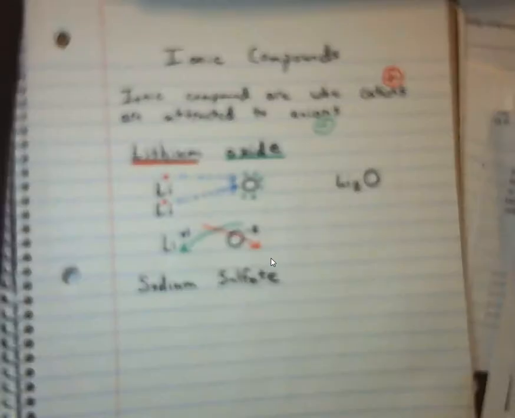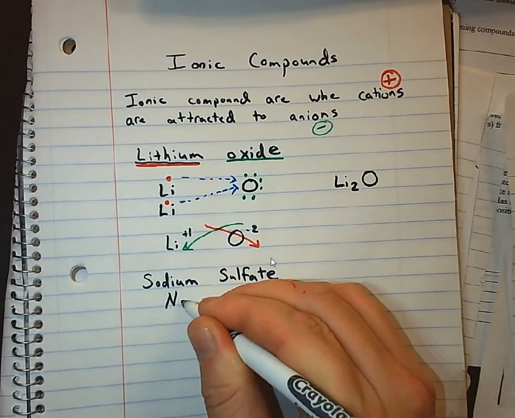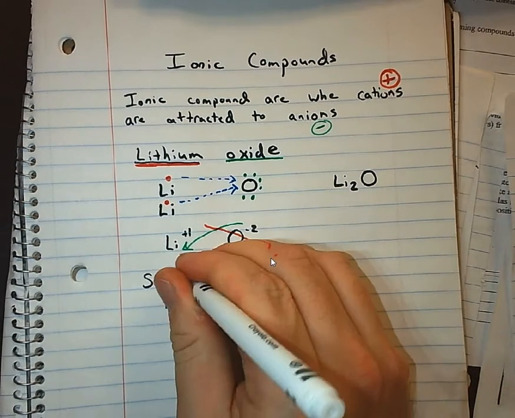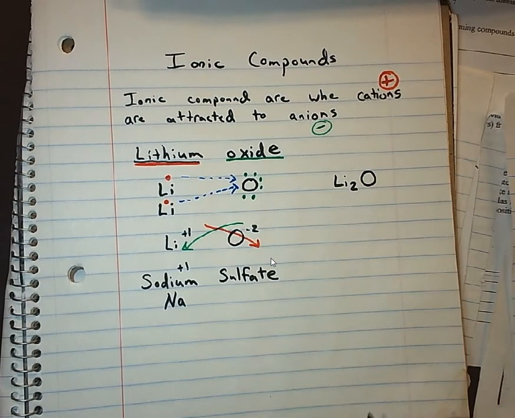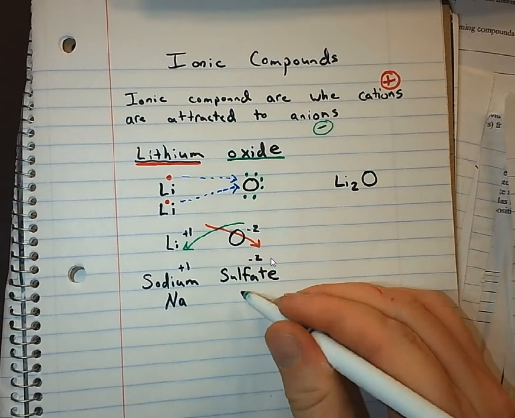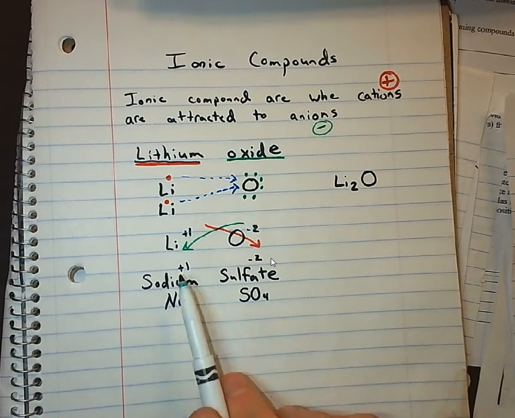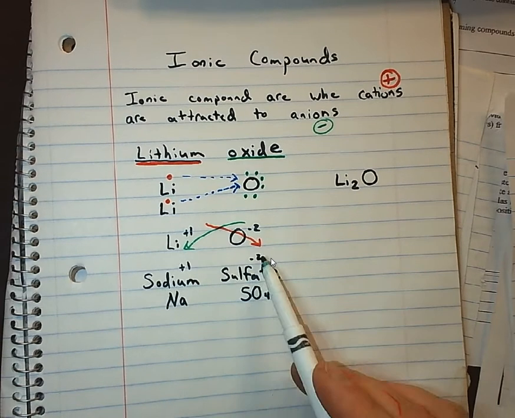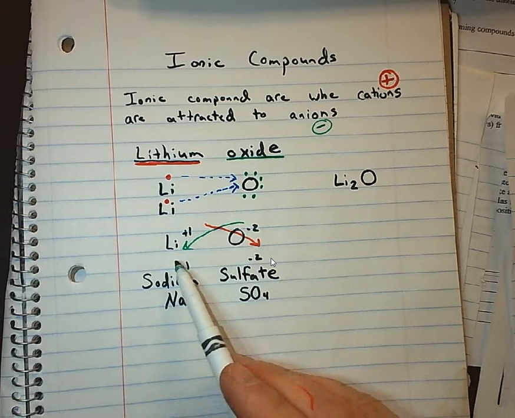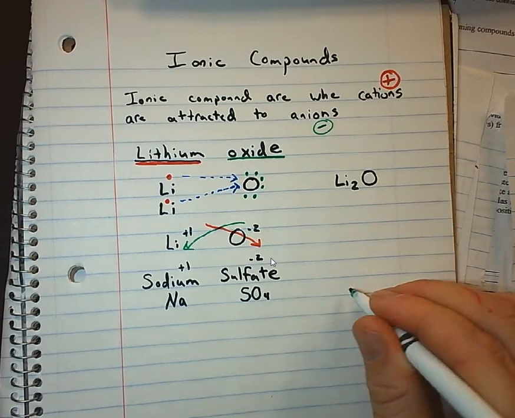So sodium, Na, our charge is +1. Sulfate, SO4, our charge is -2. Because our charges do not match, that means we're going to need 2 sodiums for every 1 sulfate. So if we were writing this formula, this would be NaSO4.